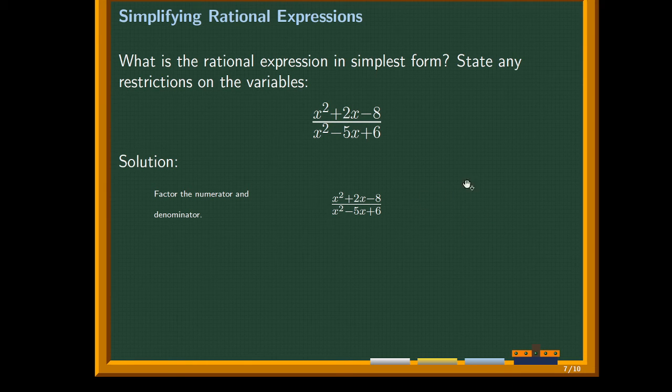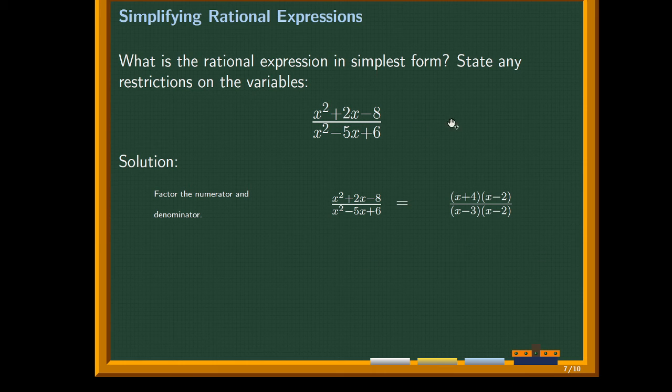The numerator is x plus 4 times the quantity of x minus 2, and the denominator is x minus 3 times the quantity of x minus 2. So we have the quantity of x plus 4, the quantity of x minus 2, the quantity of x minus 3, and the quantity of x minus 2. If we multiply them using the FOIL method, we get back the original.